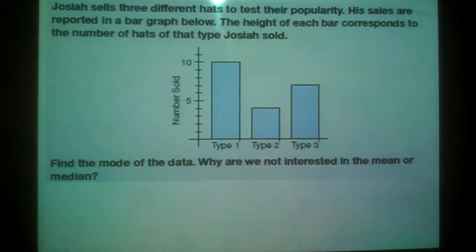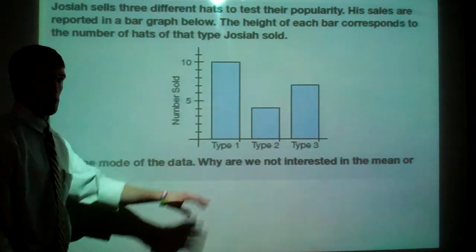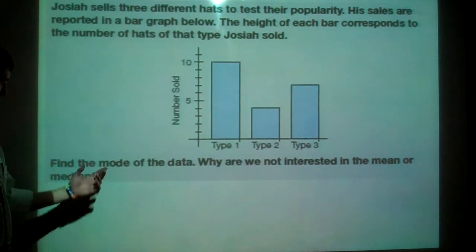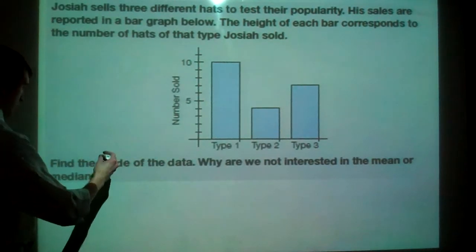So find the mode of the data. Why are we not interested in the mean or the median? Okay. First of all, the mode, the most frequent. So we're looking at type 1, type 2, type 3. Which type of hat sold the most? What's the most often that occurred? And type 1 is the mode. So we've got type 1 right there.